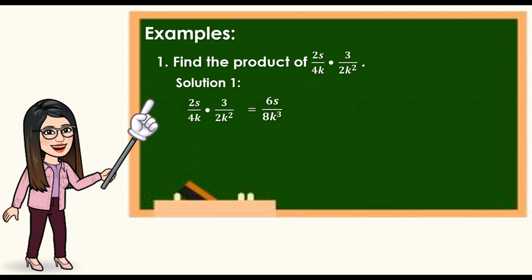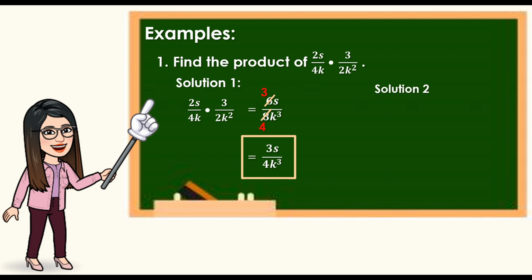6 and 8 have a common factor, and the common factor is 2. So 6 and 8 can be simplified. 6 divided by 2 is 3, and 8 divided by 2 is 4. So we can now have 3s over 4k cubed as our final answer.